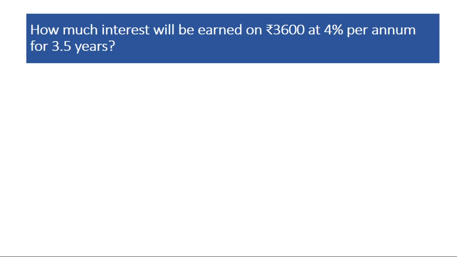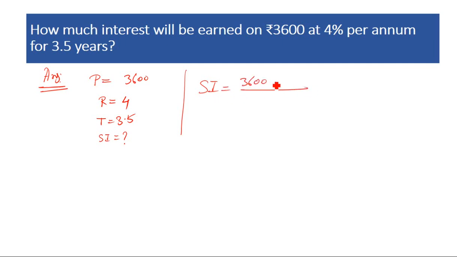How much interest will be earned on 3600 at 4% per annum for 3.5 years? P is equal to 3600, R is equal to 4, T is equal to 3.5. Simple interest is equal to 3600 into 4 into 3.5 by 100. Correct answer is 504.